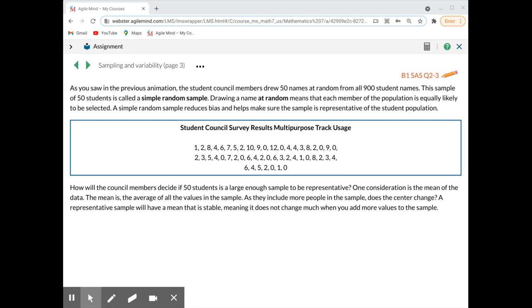What did we do today? What did they have to do? What did they do first? What were they trying to figure out about the track? How many people would use that multi-purpose track? What did they do? Try to see how many people would use it. Correct. They were trying to see how many people would use it. And so to do that, they had to do what? A simple random sample. Correct.